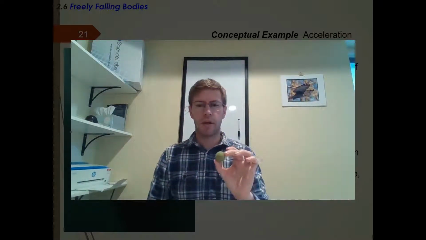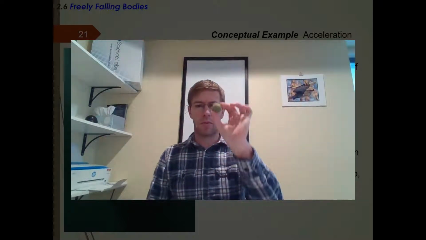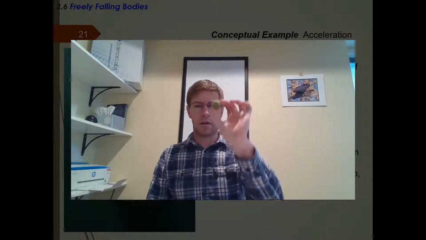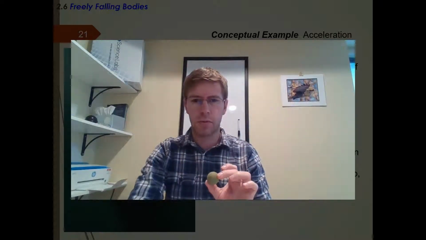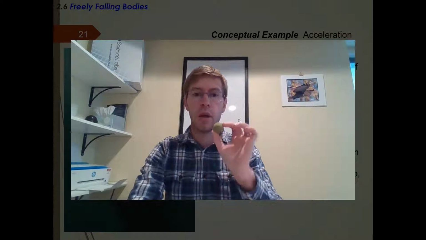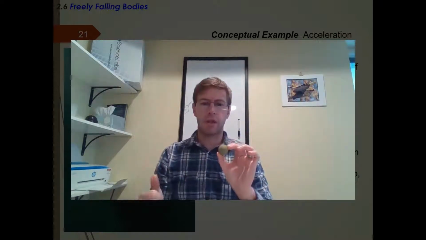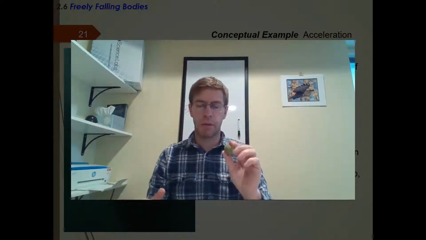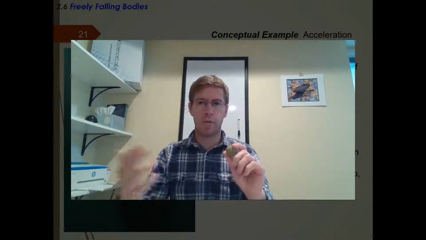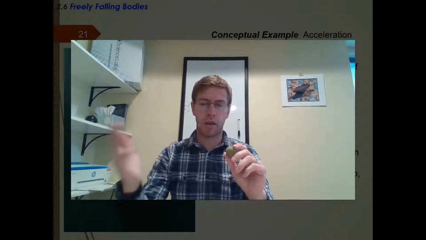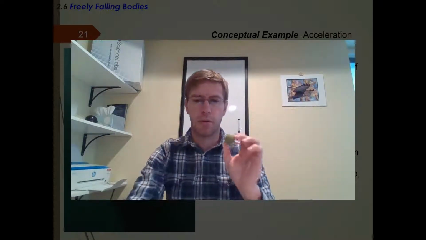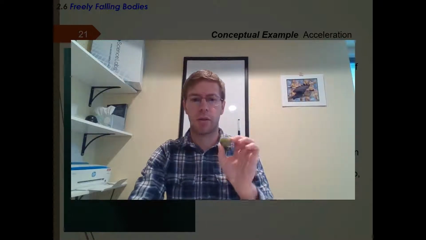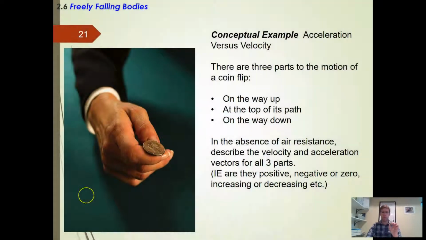As it moves, you can think of there being three parts of its motion: on the way up, at its very peak, and then on the way back down. For these three parts of motion, I want you to describe what the velocity is like and what the acceleration is like on the way up, at the top, and on the way back down. When I say describe, I mean think about things like, is it positive or negative or zero? Is it increasing or decreasing, or staying the same? Those sorts of things for both velocity and acceleration in those three portions of motion. Go ahead, pause the video, and describe the motion in those three parts.